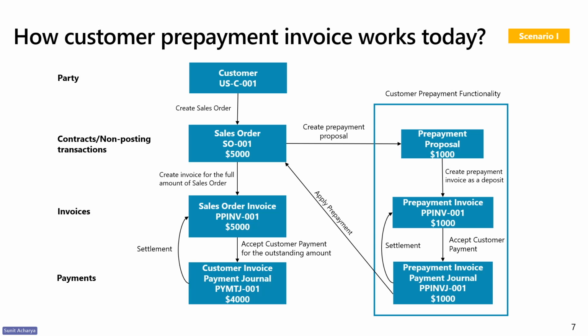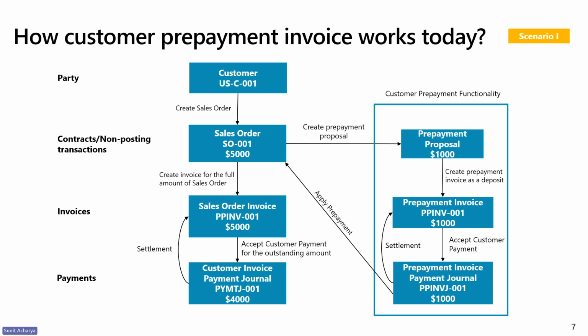From the sales order, we start off with a prepayment proposal. In this scenario, we have the sales order of $5,000. And then we have created a proposal for a prepayment of $1,000. Once we have created that proposal, the next step is to move on to creating a prepayment invoice, which will be similar to a deposit. So we create a prepayment invoice as a deposit of $1,000, which aligns with our proposal.